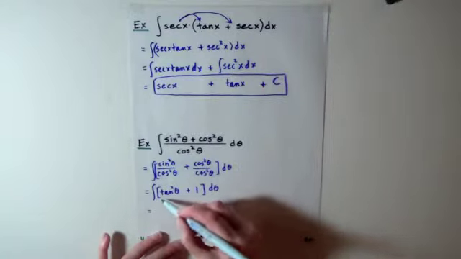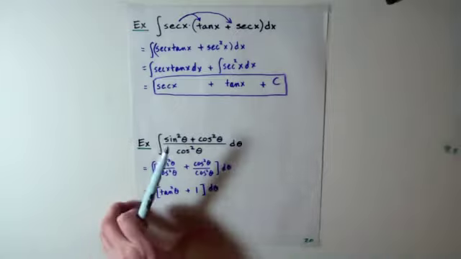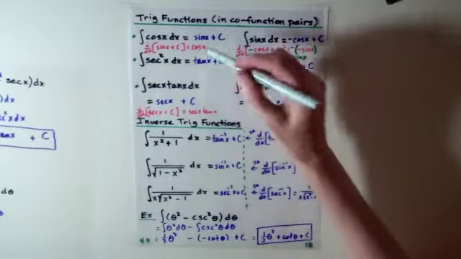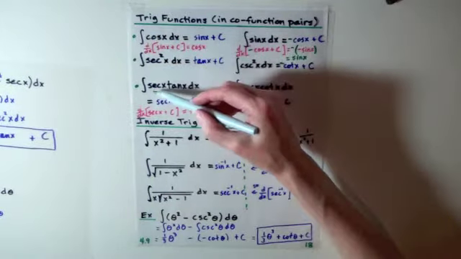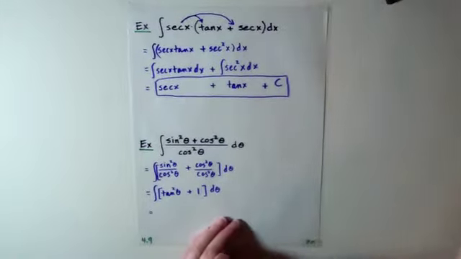And none of our formulas for the derivatives of the trig functions involved a tangent squared theta. All we had were these formulas for cosine, secant squared but not tangent squared, secant tangent, and cosecant squared but not tangent squared. So none of those will really help us.